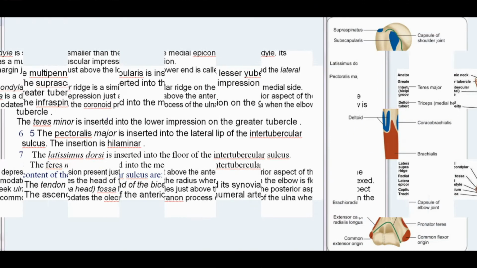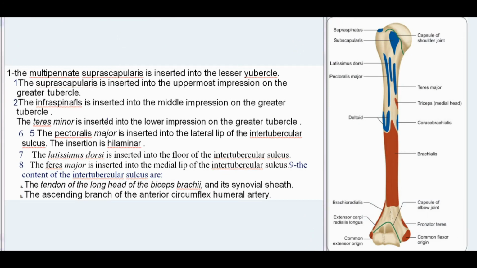8. Attachments. 1. The subscapularis is inserted into the lesser tubercle. 2. The supraspinatus is inserted into the uppermost impression on the greater tubercle. 3. The infraspinatus is inserted into the middle impression on the greater tubercle. 4. The teres minor is inserted into the lower impression on the greater tubercle. 5. The pectoralis major is inserted into the lateral lip of the intertubercular sulcus. The insertion is bilaminar.